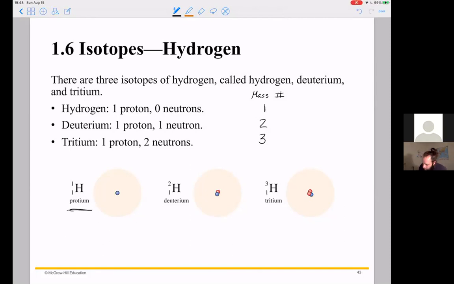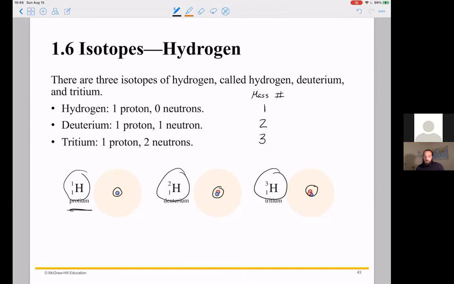Okay, so notice how that information is summed up in these symbols here. Again, if you were to zoom in on the deuterium and the hydrogen, what the difference would be is what's going on in the nucleus, right?